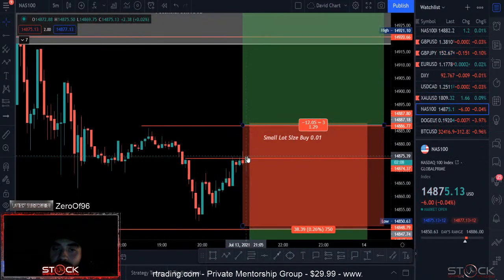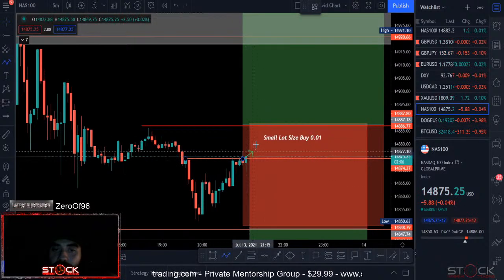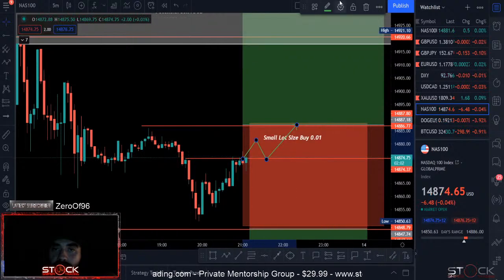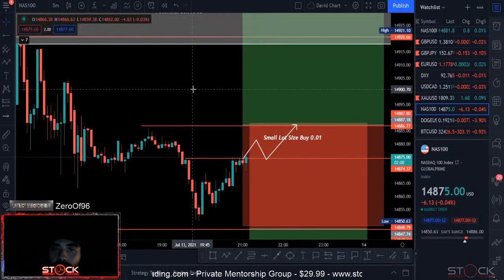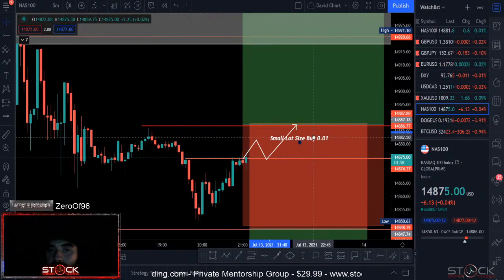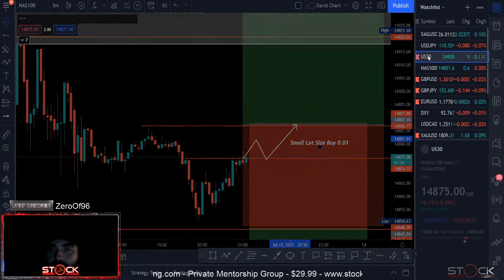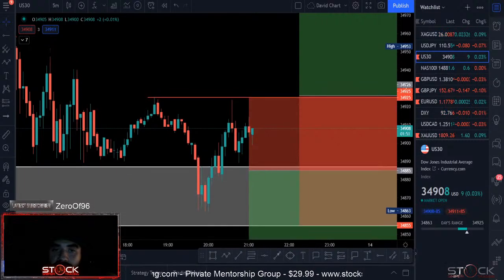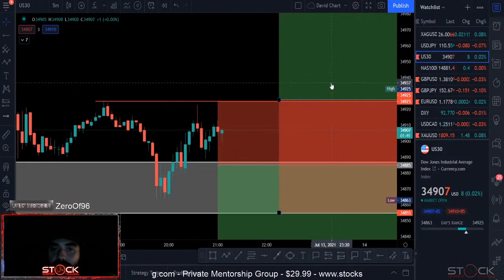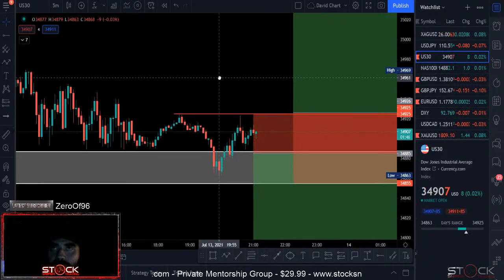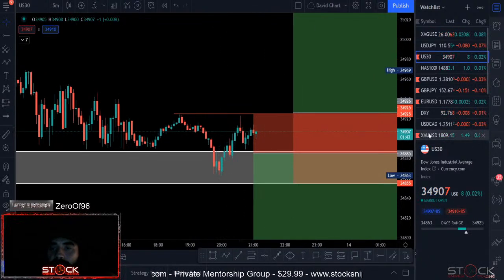NASDAQ, remember I told you guys, if you're entering in here, use smaller lot sizes, look for a push up, retest for continuation. Check out my US30 for a second. Potentially starting to make its way to the upside as well. Remember, guys, there's not a lot of push at night, so these smaller moves will add up.